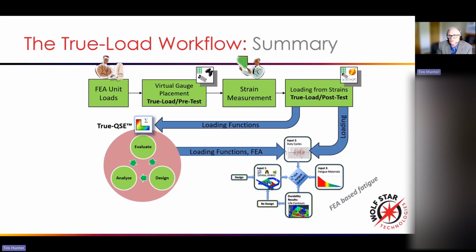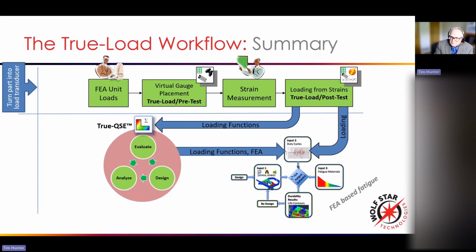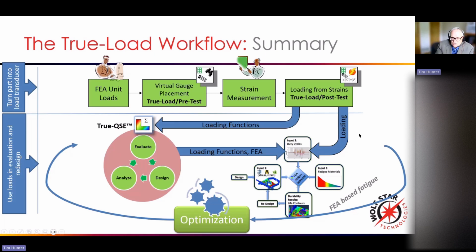And yes, this flowchart looks a little complex. I get it, okay? But really, the first 4 blocks are you turning your part into a load transducer. The bottom flowchart is you doing design and optimization once you've got your loads. So our customers typically do the first 4 blocks once, and then do the design and optimization loop maybe 10, 20, 30 times as they're working on their parts. Okay, this is very typical for how our customers use the software.